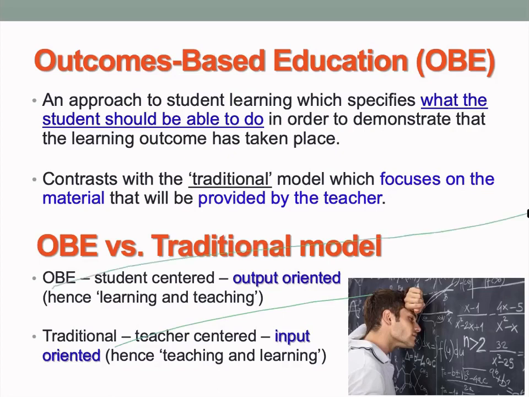Outcome-based education is in contrast with the traditional model. The traditional model is focused on the material provided by the teacher. But in OBE, the focus is on the output. So OBE is student-centered or output-oriented, a learning and teaching approach. Meanwhile, the traditional one is teacher-centered, input-oriented, a teaching and learning approach.